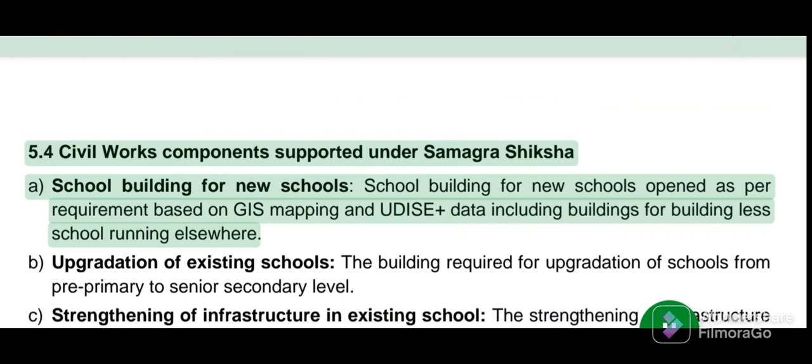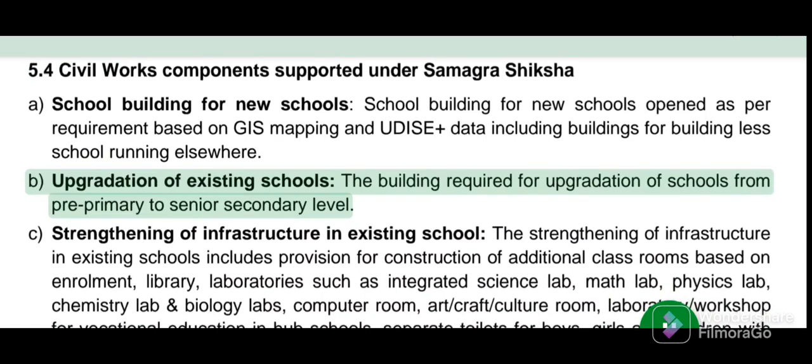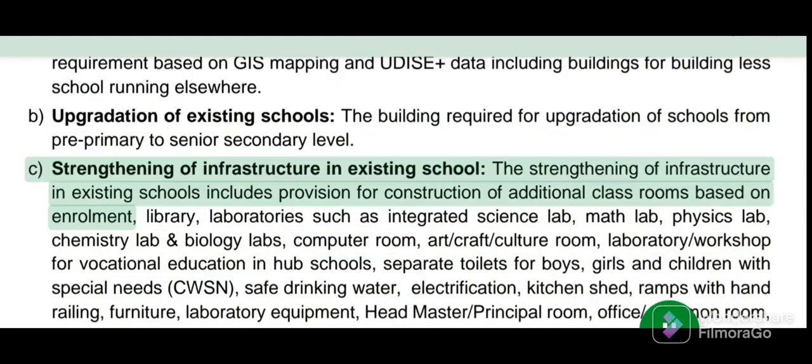School building for new schools. School buildings for new schools opened as per requirement based on GIS mapping and UDISE Plus data, including buildings for building-less schools running elsewhere. B. Upgradation of existing schools. The building required for upgradation of schools from pre-primary to senior secondary level. C. Strengthening of infrastructure in existing schools.